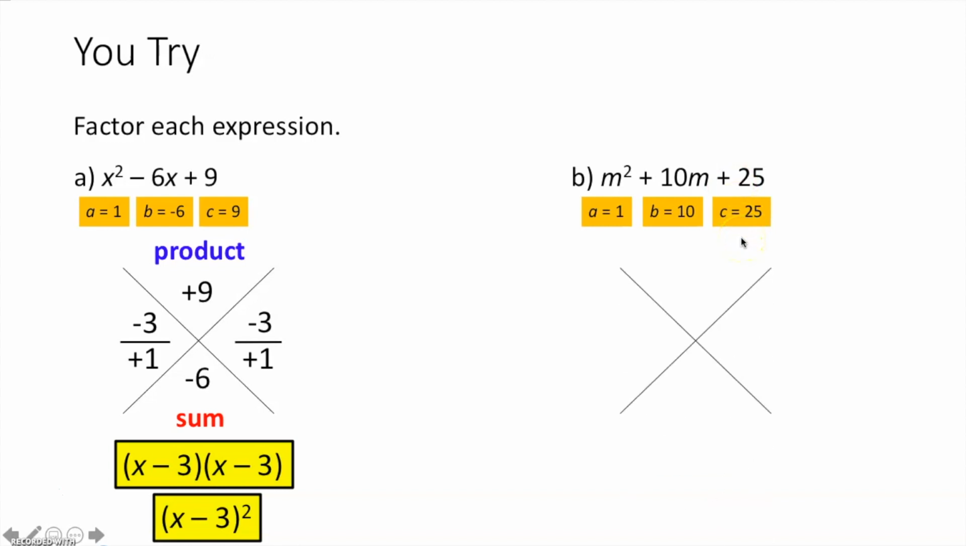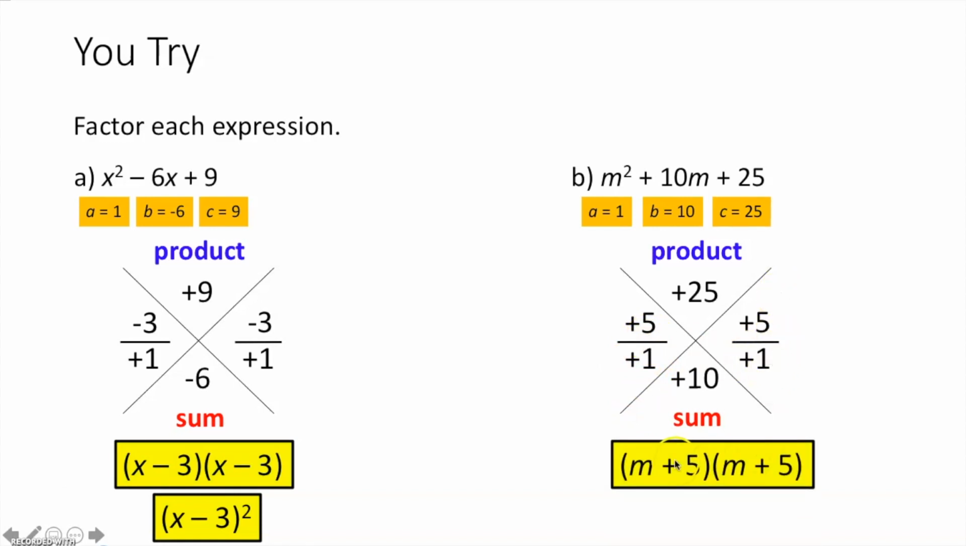You then make a magic x where a times c goes on top, your b value goes on the bottom. Two numbers that multiply together to make 25 and add together to make 10 would be 5 and 5. You divide each of those by your a value of 1 and create two sets of parentheses. In the first one, we go bottoms up, 1m plus 5. In the second one, the same thing, 1m plus 5. We can rewrite that as m plus 5 squared, which is exactly what we got with our shortcut.